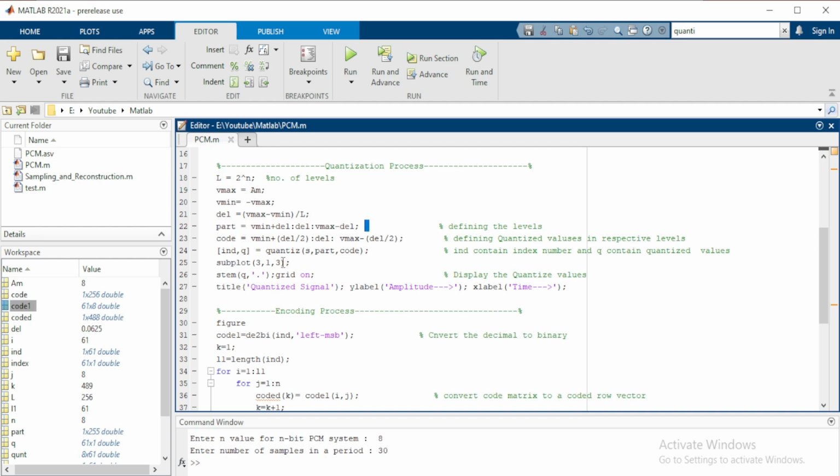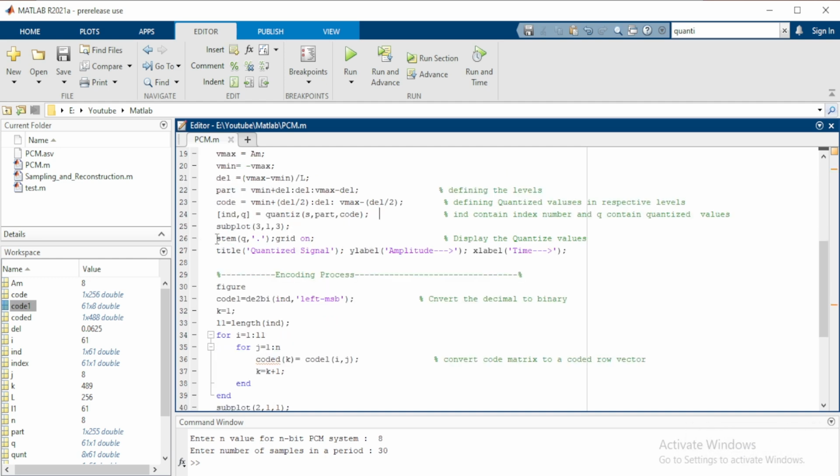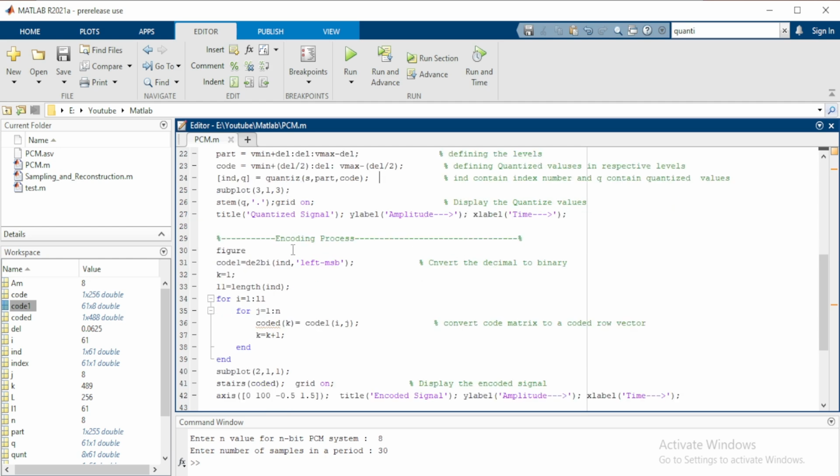If we provide it in this syntax, this quantizes the required signal. S is the signal which is to be quantized, and Q is the quantized value. Indices mainly stores at what label this quantized value is obtained. Then we have plotted that in stem form to get the quantized signal.